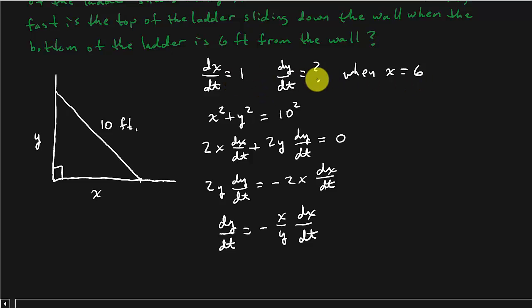So what do we do? Well, they want to know this when x is 6. So when x is 6, what is y? Well, that's 6 squared plus y squared equals 10 squared, right? And so I'm going to get y. Is that 8, I believe? 10 squared is 100. 6 squared is 36. 100 minus 36 is 64. The square root of 64 is 8.